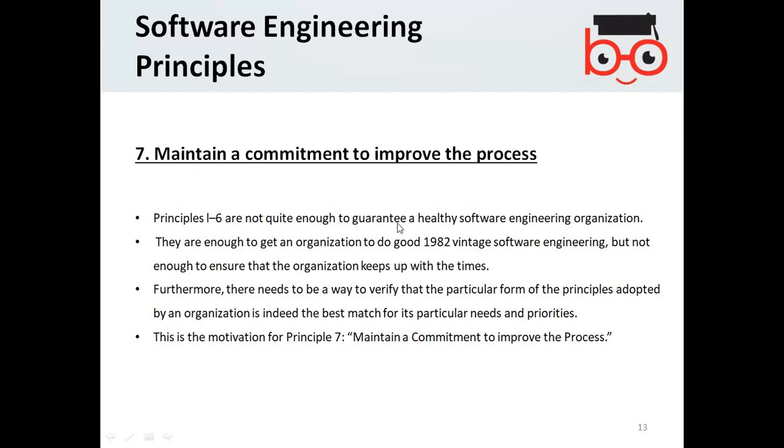And number 7 says, in order to maintain a commitment to improve the process, principles 1 to 6 are not quite enough to guarantee a healthy software engineering organization. They are enough to get an organization to do well in 1982 vintage software engineering, but not enough to ensure that the organization keeps up with the times. Furthermore, there needs to be a way to verify that the particular form of principles adopted by an organization is indeed the best match for its particular needs. So this is the motivation for principle 7, maintain a commitment to improve the process.